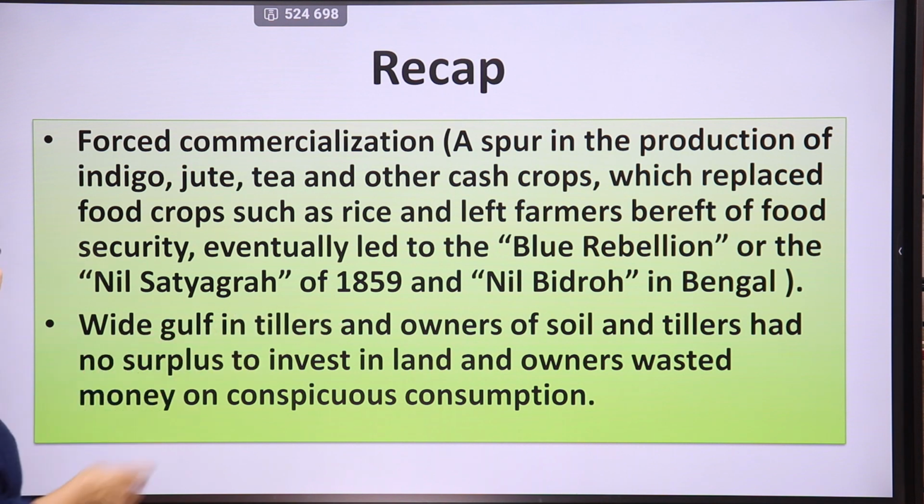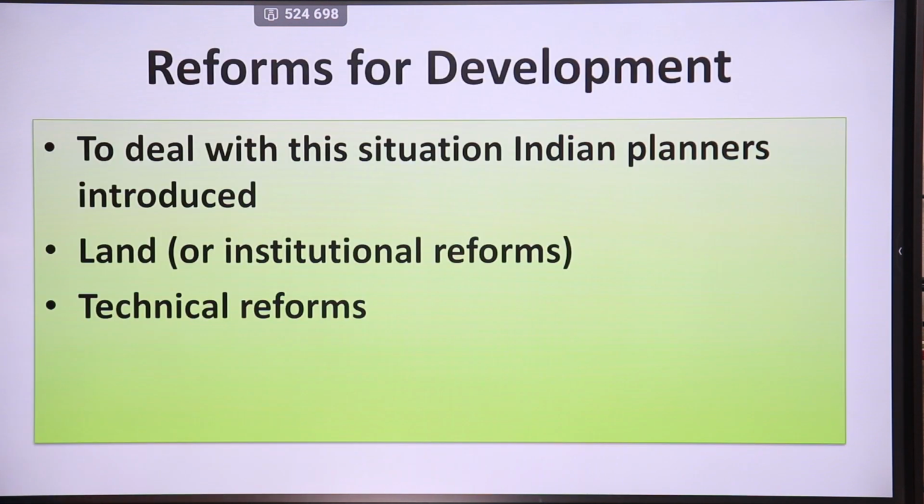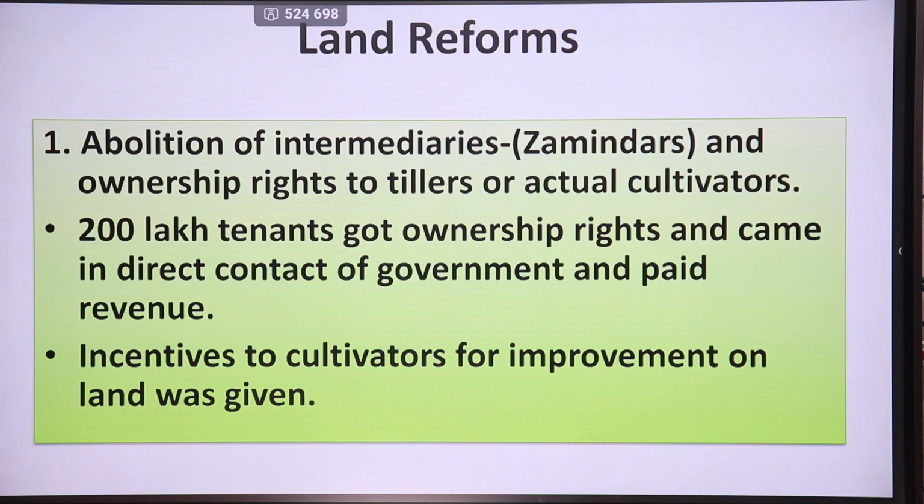A wide gulf between tillers and owners existed, because tillers or tenants or farmers were not the real owners, zamindars were the real owners. So the condition of farmers was really pathetic. Reforms for development. Now, to deal with this situation, Indian planners introduced land or institutional reforms and technical reforms. Land and institutional reforms were focused on consolidation of land holdings and ceilings on land holdings, etc. And technical reforms were for modernization of agriculture, industry, etc.